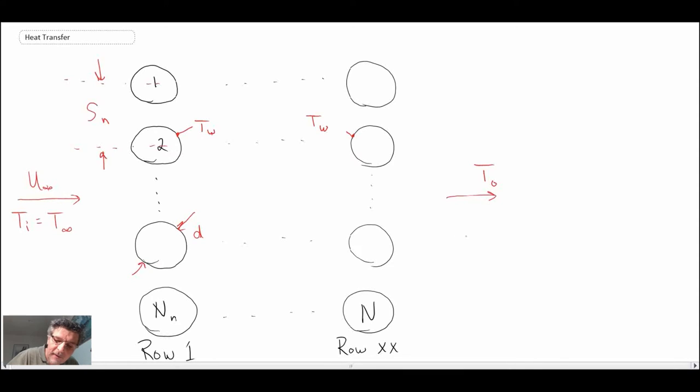And two more things that we will denote are capital N with the subscript N. That denotes the number of tubes in a row. And capital N is the total number of tubes in the bundle.